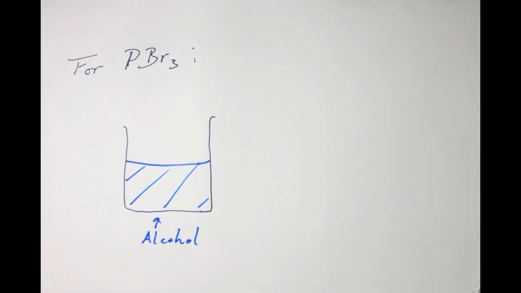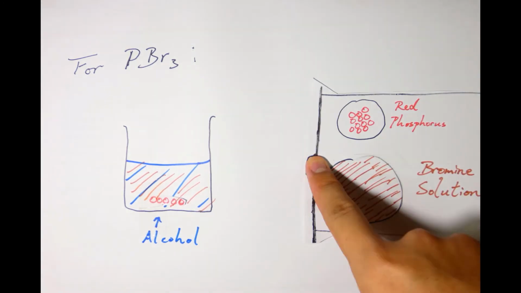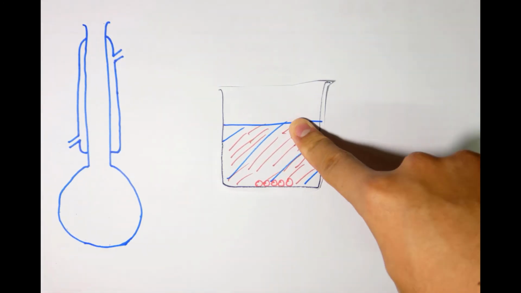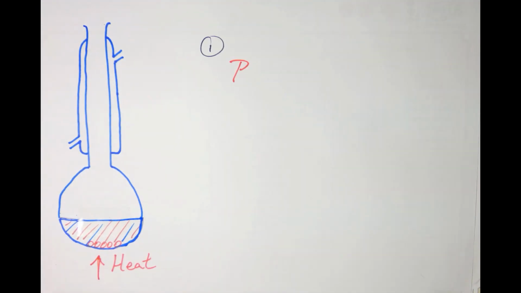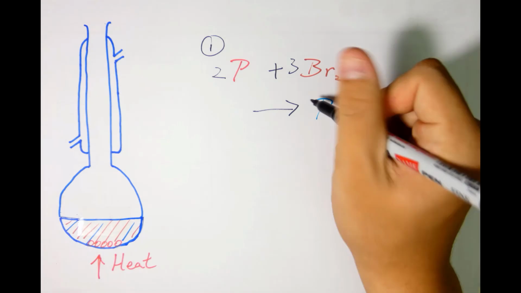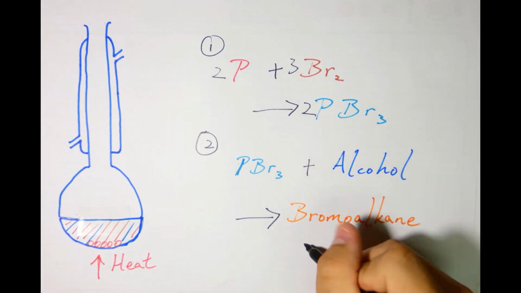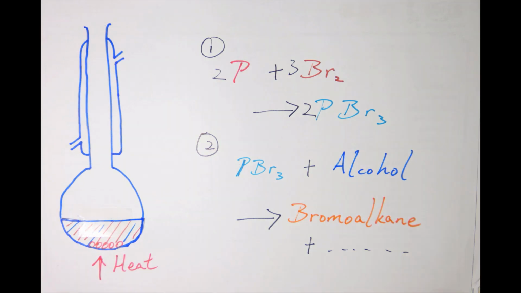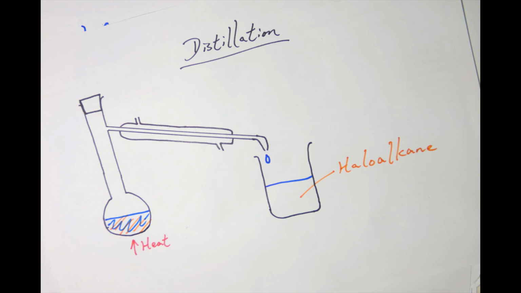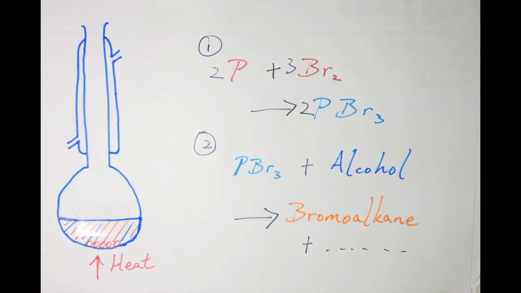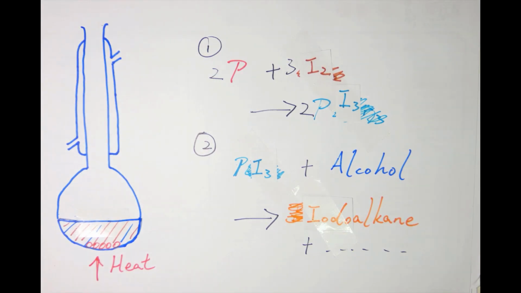For phosphorus tribromide, you will need to add red phosphorus and bromine solution into the alcohol, then heat them up in a reflux setup. The phosphorus will first react with bromine and give phosphorus tribromide. The phosphorus tribromide will then react with alcohol and give bromoalkane as one of its products. You can put the mixture in a distillation setup in order to separate the haloalkane. A similar reaction will happen if you replace bromine solution with iodine solution.